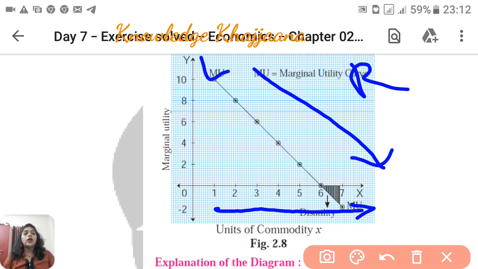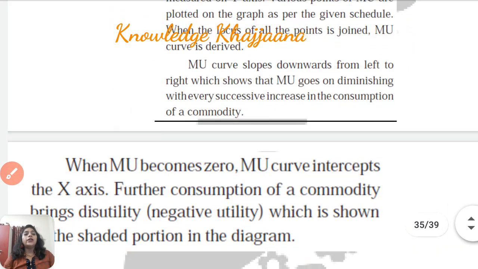See, this is the right side. What is the direction of this slope? From left to right. Okay, this you have to write.